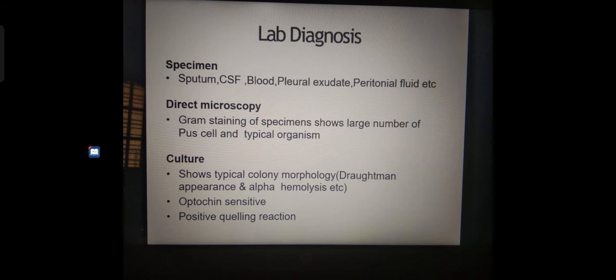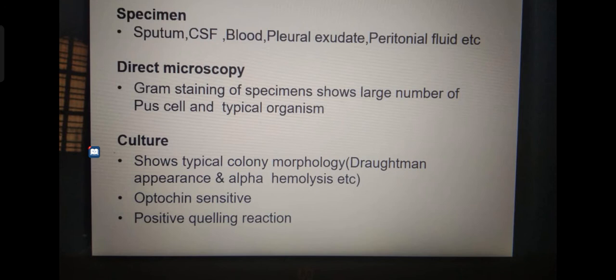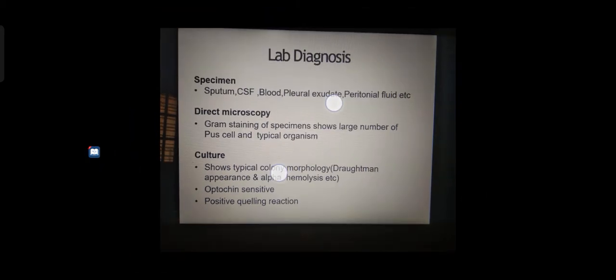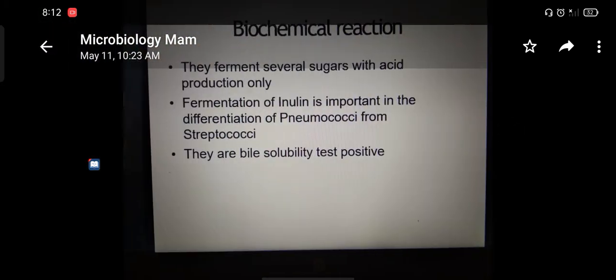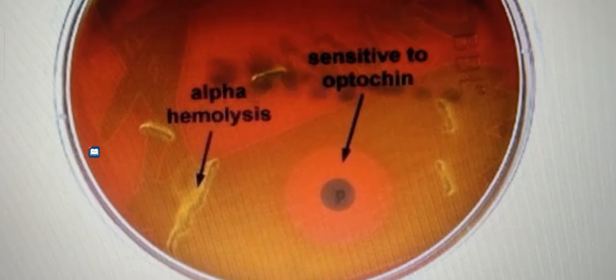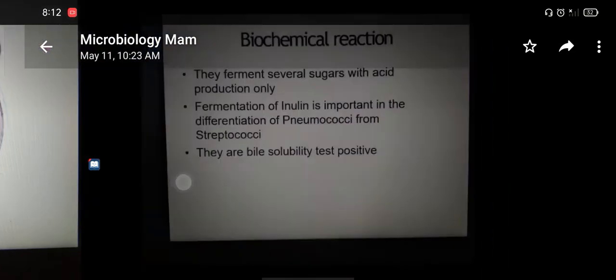If we collect the specimen and culture it, it shows a typical colony morphology. We will see alpha hemolysis. If we culture blood, CSF, and pericardial exudate, we can find out whether alpha hemolysis is seen or not. There is one test called the optochin test. In the optochin test, it will be optochin sensitive. Here you can see reddish, round-shaped colonies that will be sensitive to optochin.